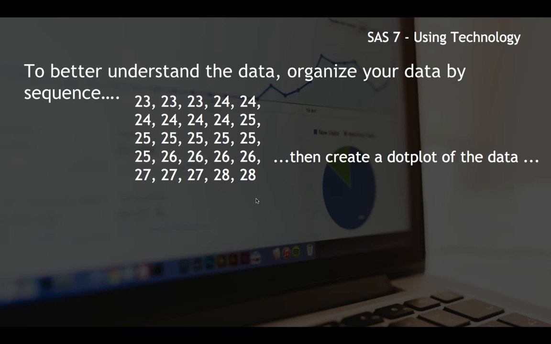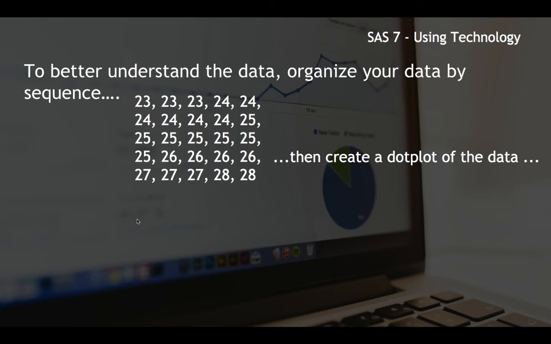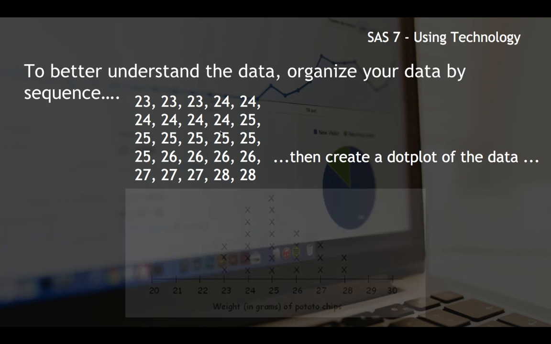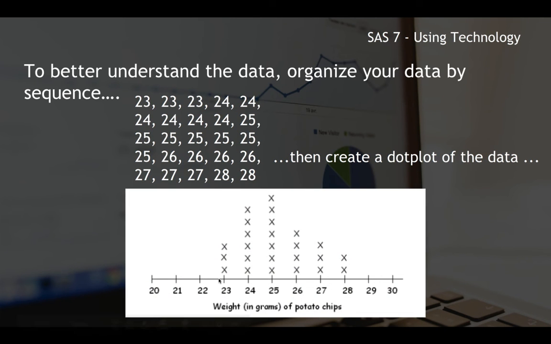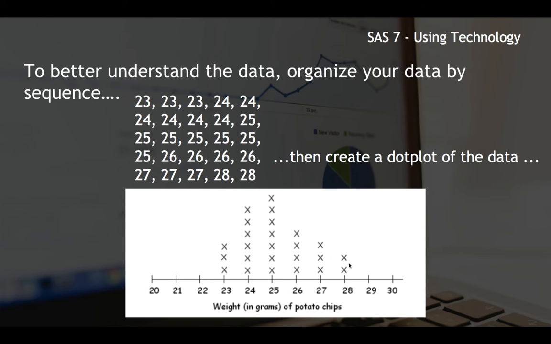So, all right, to better understand the data, let's organize the data by sequence. What we've done is taken these values and put them in sequence, in order, and we'll create a dot plot of all the data. As you can see in this data, as far as the grams of potato chips, it's fairly well distributed. It's distributed regularly, okay? It's not spread out too much. And there are no outliers, and we described what an outlier is. Well, let's move on.